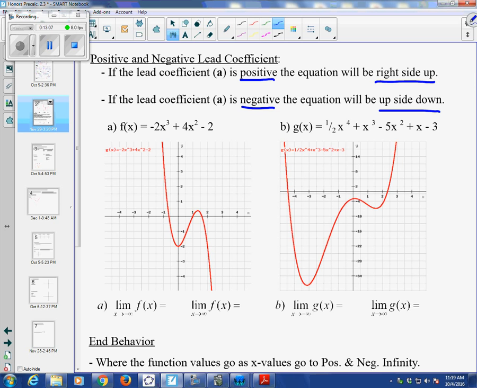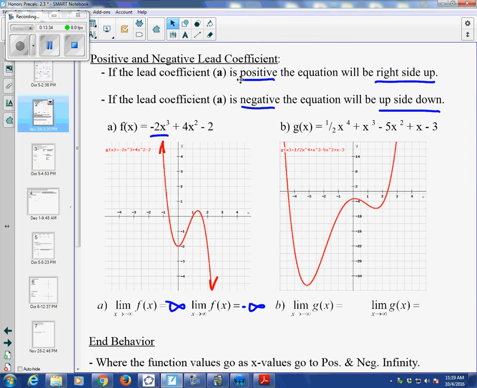So right here, if I'm looking at A, that is an odd degree polynomial with a negative lead coefficient. If it were a positive lead coefficient, I'd be coming from negative infinity and going to positive infinity. But since I'm seeing a negative lead coefficient, I'm seeing that behavior flipped. So as x goes out to negative infinity, my function values are going up to positive infinity. As x goes out to positive infinity, my function values are going down to negative infinity. And we're seeing that in the graph of the function as well.